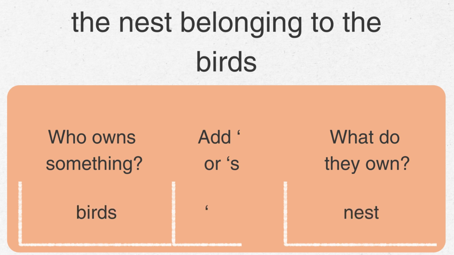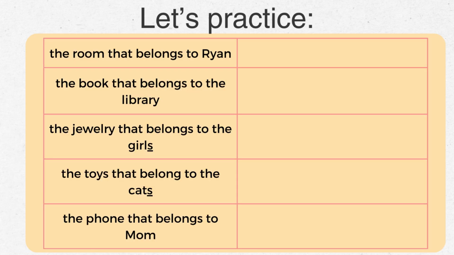So the owner here would be the birds, and birds does end in S, so to show ownership or to make it possessive, we'll just add the apostrophe. And what the birds own is a nest. So the nest belonging to the birds could be written as birds' nest. Let's look at some more examples together.